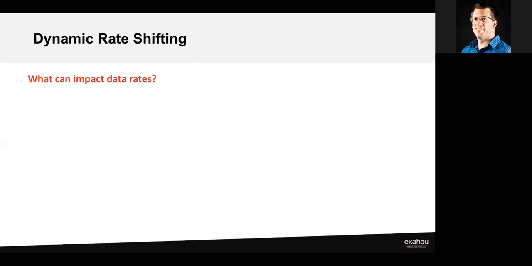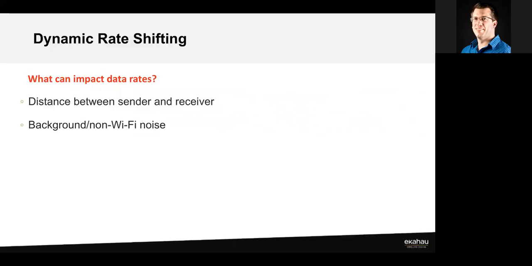So talking about interference a couple of slides back, there are a lot of things that can influence a client's decision as to what data rates it will operate at. And there's a part of the 802.11 standard that defines the parameters of dynamic rate shifting, which can be influenced by a few different things. The easiest one to picture in your mind is distance from an access point. So distance between the sender and the receiver is the biggest influence on data rates. So the further you move away from an access point, not only do you lose RF signal, but your data rate will start to decrease to maintain that quality of connection. And again, that's a big influence on signal-to-noise ratio.